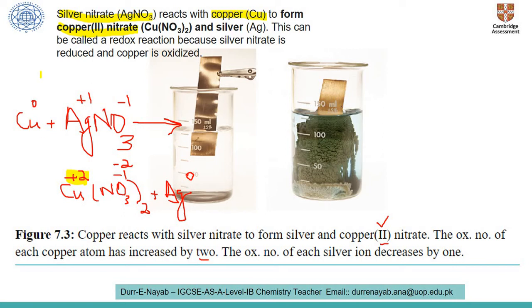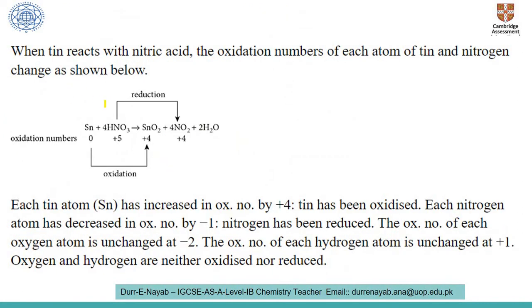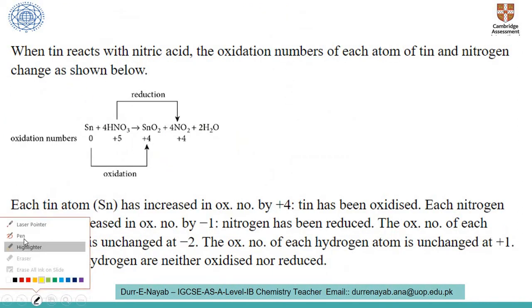Copper has lost electrons. How many electrons are lost? 2 electrons are lost, and they are given to the silver. So silver nitrate as a whole is reduced. Let me change the highlighter pen.